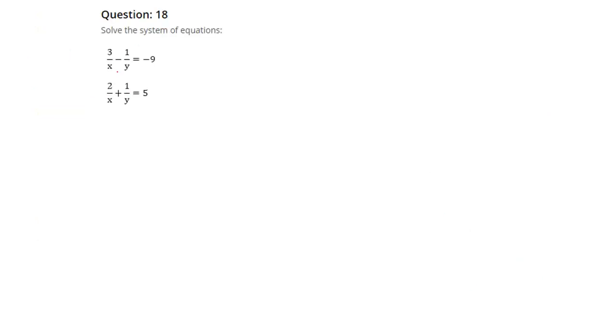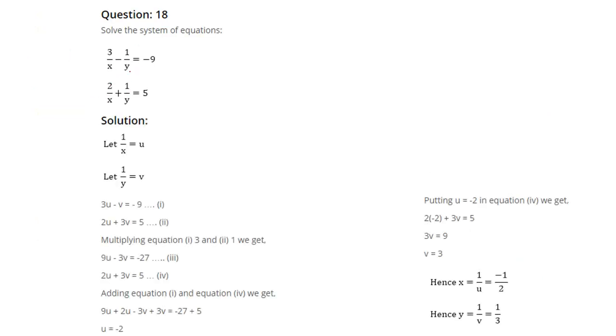Again here 1 by x can be taken as u, 1 by y equal to v. This will be 3u minus v equal to minus 9. This will be 2u plus 3v equal to 5. And just multiply this by 3. You can easily multiply any equation by 3 without even touching the second equation. This will become 9u minus 3v equal to 9 is 27, minus 27.